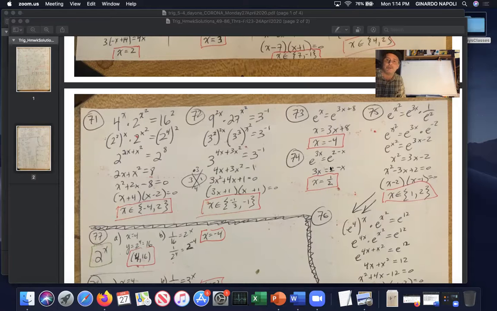And then 73 and 74 are probably straightforward, but let me let 2 of the students in. And wait till that happens.